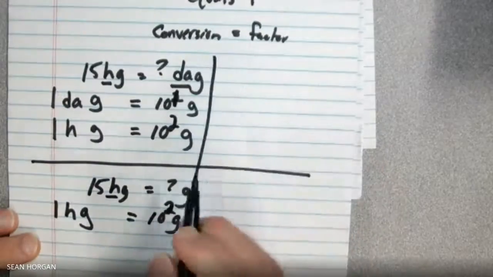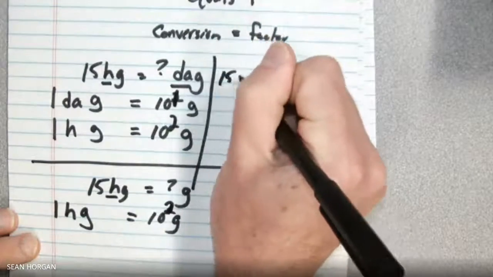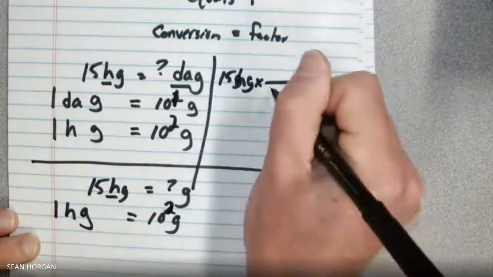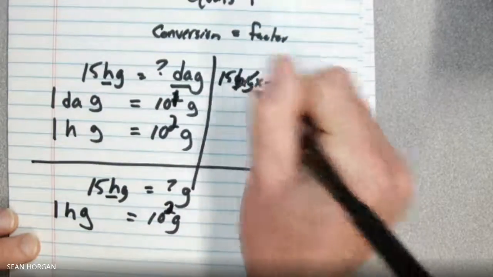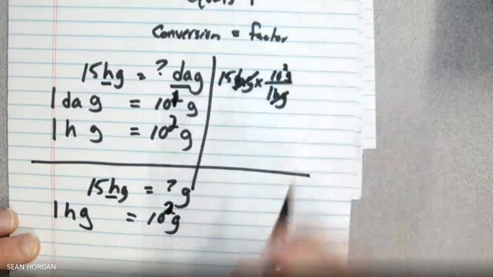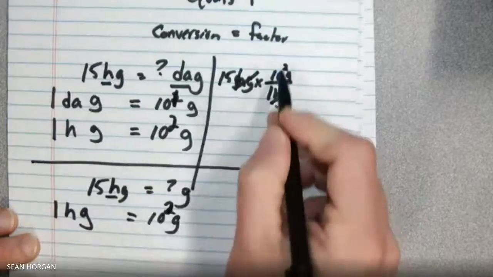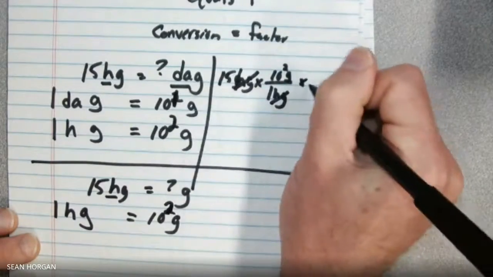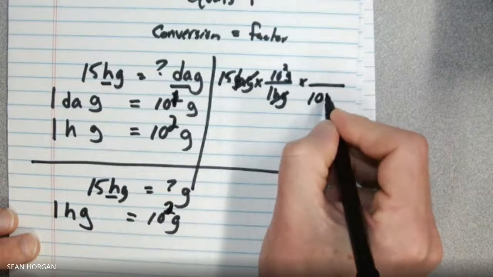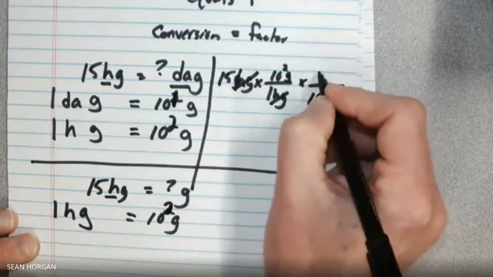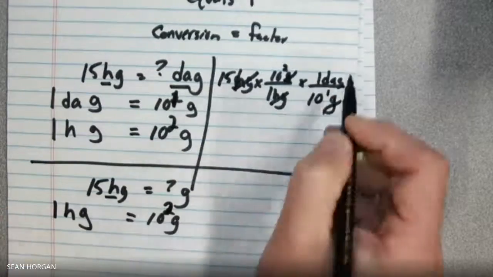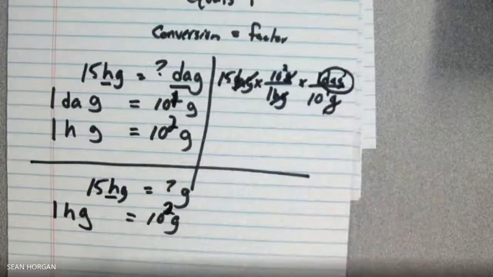Okay, so let's do this one. We'll start with the given 15 hectograms times, and we'll set up so they cancel. Hecto and hecto cancel. Whatever it's equal to goes on the top, because they're equal. Then we'll go one more step. We have grams right now, so we'll go 10 to the first grams for every 1 decagram, and grams cancel. Now the only unit left over is decagram.